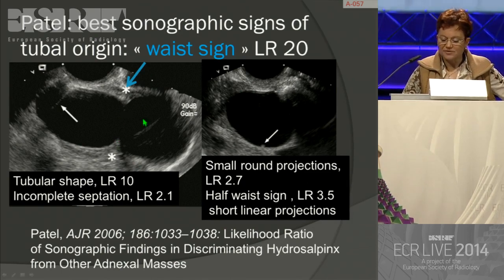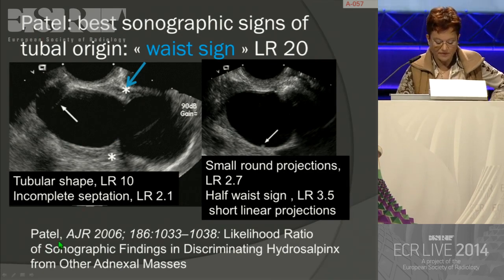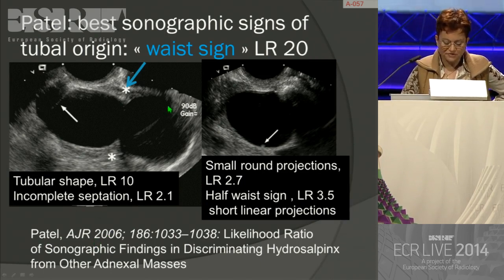the tubular structure. But this has a likelihood ratio of about 20, according to this nice paper published by Patel in 2006. The tubular shape has a likelihood ratio of 10. Incomplete septation, such as this, likelihood ratio of 2. Small round projections, 2.7, and the half waist sign, that only one of those little indentations, 3.5.